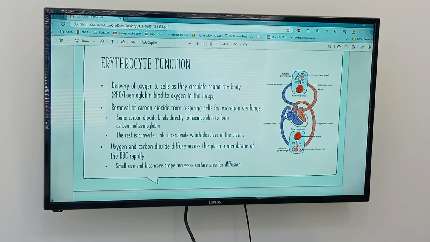Oxygen and carbon dioxide diffuse across the plasma membrane of the RBCs rapidly. Small size and biconcave shape increase surface area for diffusion. As I say, they also have the flexibility to move through the blood vessels.